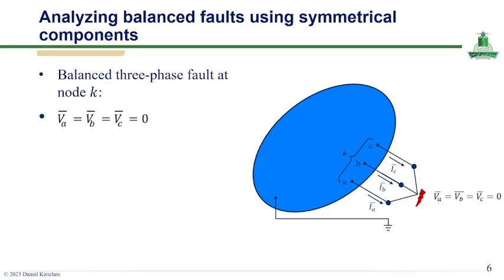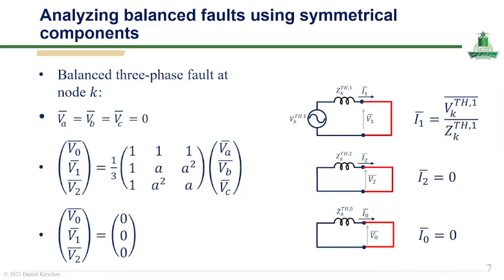Under such balanced conditions, only the positive sequence network is involved in the analysis, while the negative and zero sequence components are zero. This significantly simplifies the problem, as the system can be represented by a single equivalent circuit. Therefore, balanced fault analysis mainly focuses on the positive sequence impedance of the system to determine the fault current and system behavior during the disturbance.